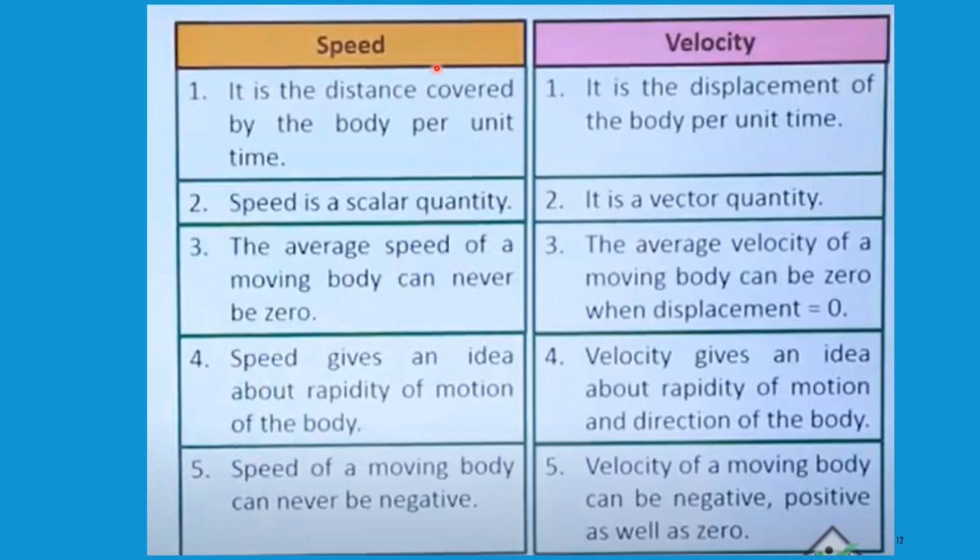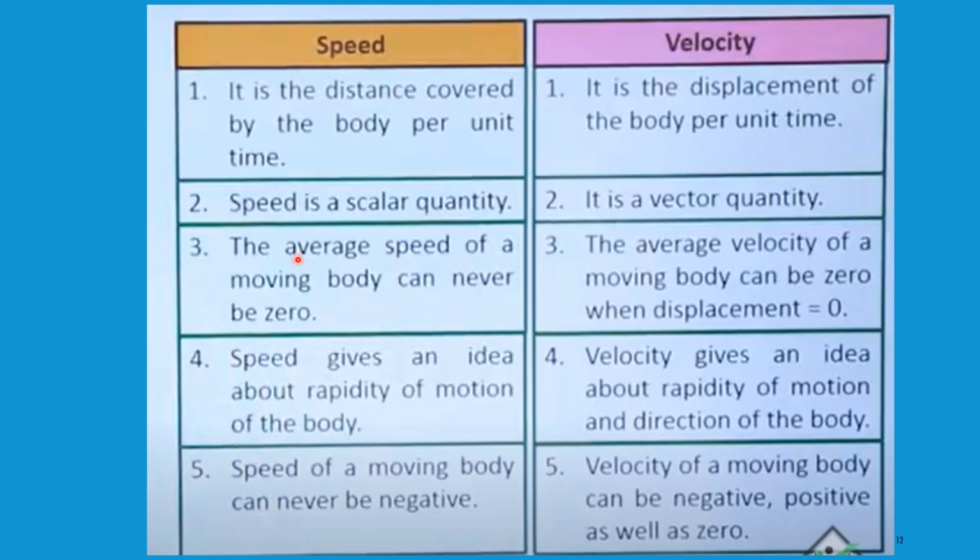Let us discuss the difference between speed and velocity. First, speed is the total distance covered by the body per unit time, while velocity is the displacement of the body per unit time. Second, speed is a scalar quantity because it gives only magnitude. Velocity is a vector quantity because it indicates both magnitude and direction.